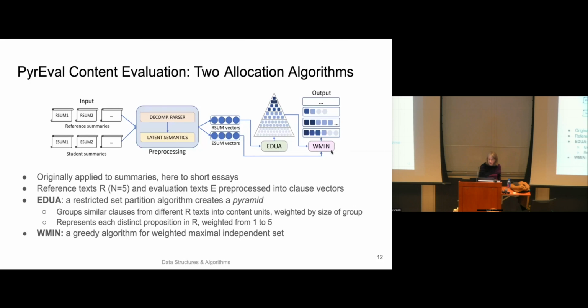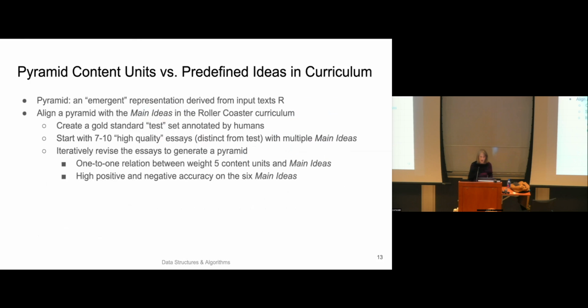Then WMIN is the algorithm that assesses it. It's a greedy algorithm for weighted maximal independent set, and I'll say a little bit more about that. But first, I want to say, how do we get from this emergent notion of we have reference texts and the importance of the ideas just emerges to, well, we've got a curriculum. We know what the 6 main ideas are.